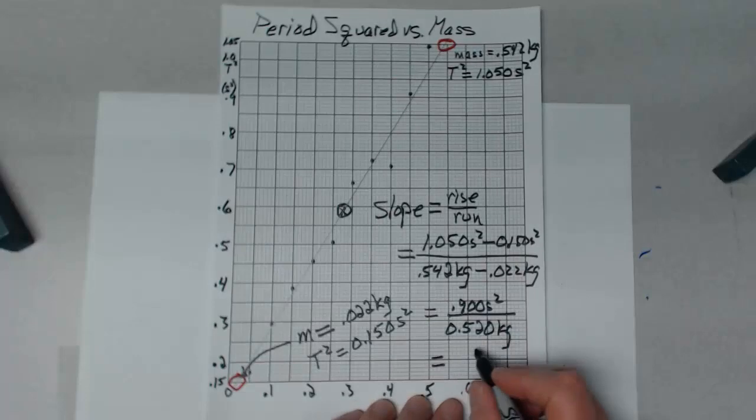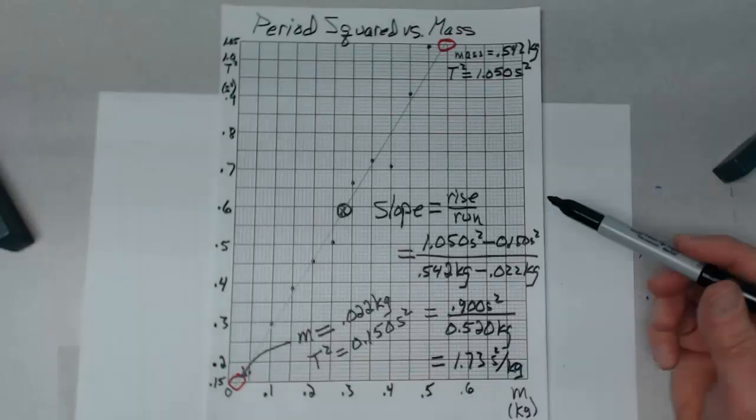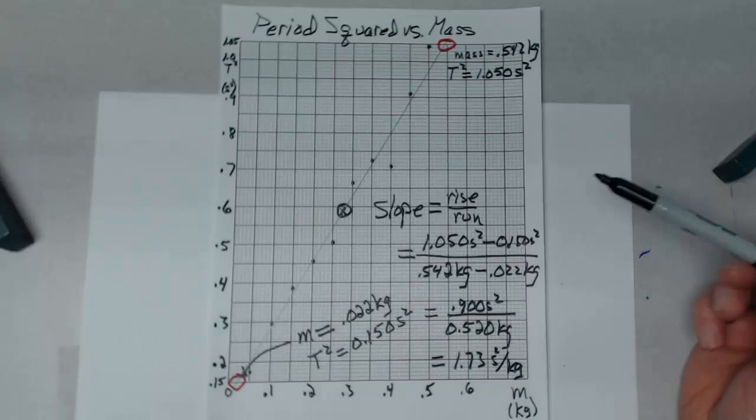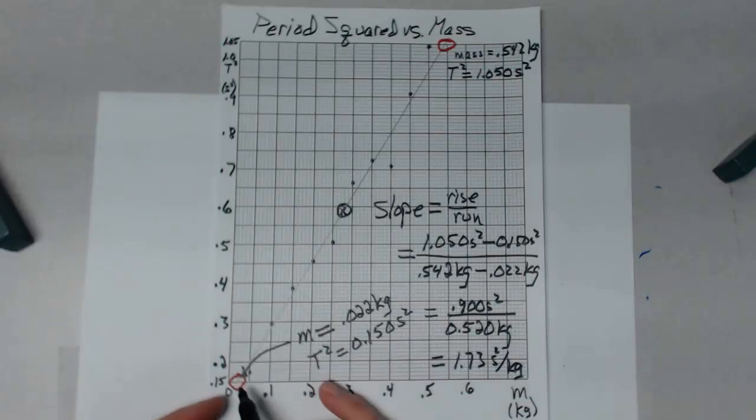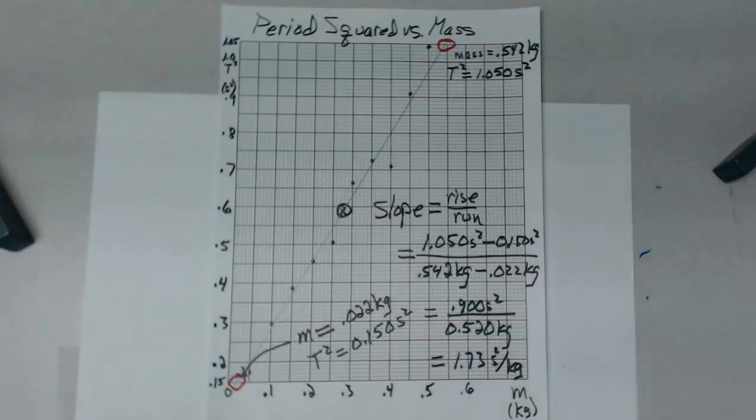The value that I get here is 1.73. The units would be seconds squared per kilogram. That's how you graph experimental data. That's how you figure the slope of it. Notice what I did with the units, with reading precision when I actually read the values here, and everything else.